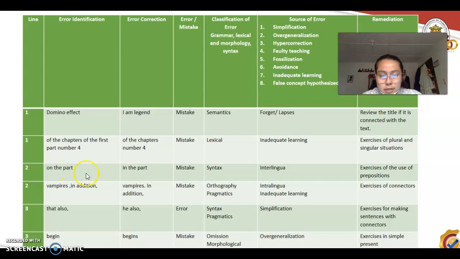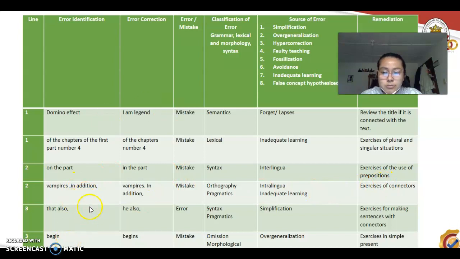Here on the part, the error correction is in the part, so it's a mistake, and it's a syntax mistake because it's affecting the sentence. So it can be interlingual because it's a rule inside this second language. So in the remediation, the student can fix it with exercises of the use of prepositions.